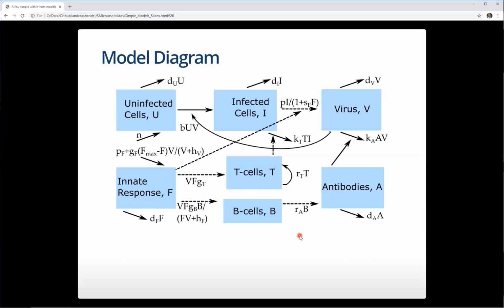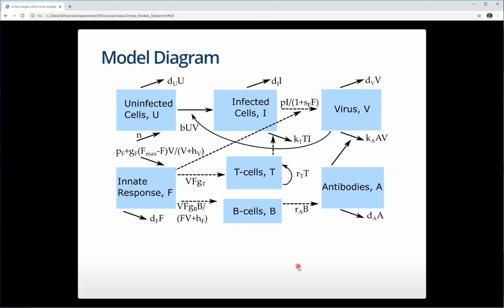And now you see there's a lot going on here. All these arrows show interactions and basically who's affecting whom and who's talking to whom. So you can see this is like it was before, uninfected cells, infected cell, virus. But now you see the innate response here is induced by virus. The innate response then reduces production of infected cells. It stimulates T cells and B cells. B cells produce antibodies. Antibodies can kill virus. T cells can kill infected cells.